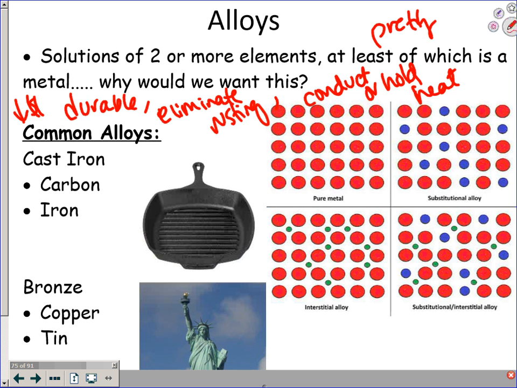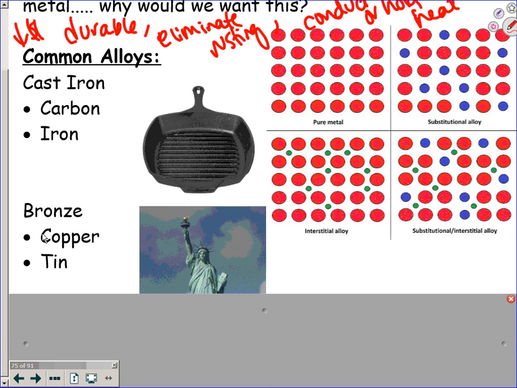So here's a couple of examples. We have cast iron. Cast iron is actually a combination of iron and carbon. Iron itself will rust, so when we add carbon to it, it eliminates the chances of rusting, and it changes its specific heat, which is how long it can hold heat. It holds heat really, really well.